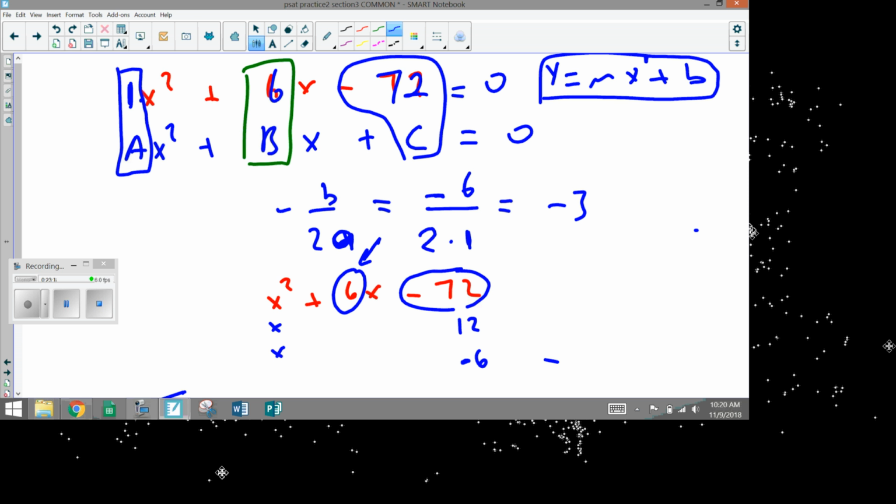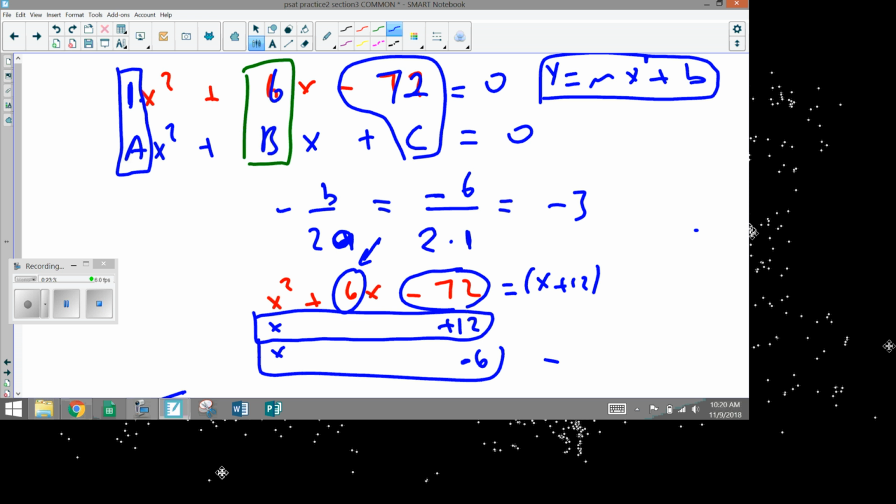And after we're done, next step is, Jada, you're going to write straight across. So this is equal to x, what is the sign? Plus, right? And x, right. Okay, this is the way we factor.